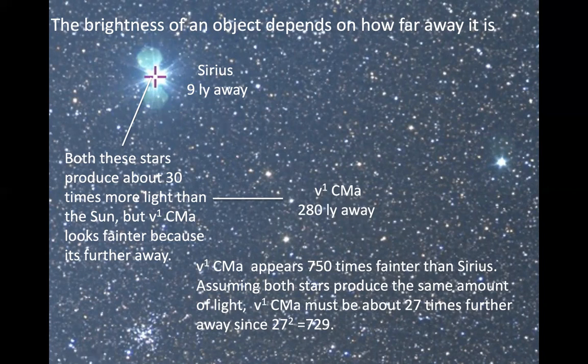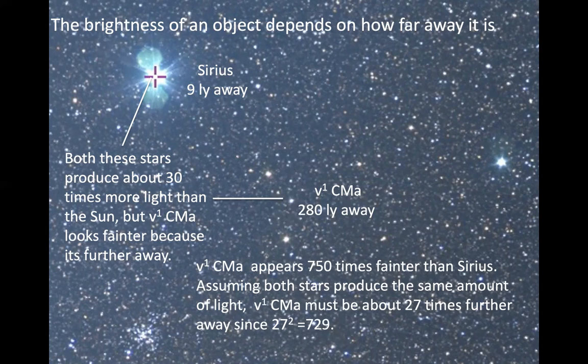Now, since it's 27 times further away, its brightness is reduced by 27 times 27, which is about 730, which is consistent with this star being about 750 times fainter than Sirius. And that's what we're seeing here. The many bright stars are stars that are close. Not all of them. There are differences in their intrinsic brightness. Sirius itself provides a good example of that.